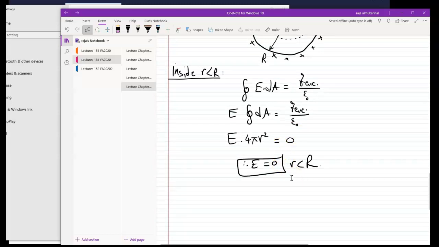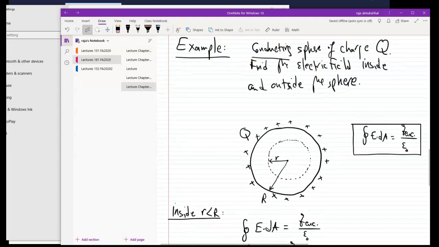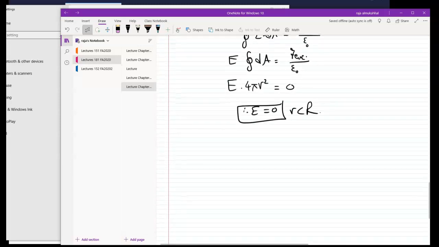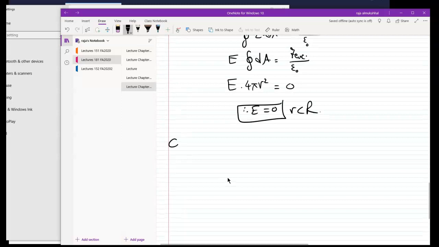Now, the next part of the question says the conducting sphere of charge Q, find the electric field inside and outside. Okay, we did the inside. The electric field is 0. Now outside, which means r greater than big R. Again, the small r is the radius of the Gaussian surface. Got it? Okay.